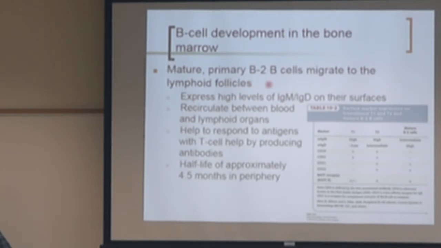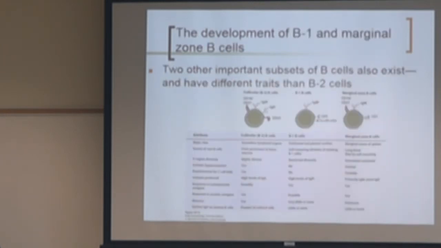So let's see, what else do we need to know? Mature cells migrate to the lymphoid follicles. They express IgM and IgG. These follicular cells are our B2 cells, the ones we think about when we think about B cells. But remember, we have these B1 cells. So this is a comparison of our B2 cells, our B1 cells, and then another population, the marginal zone B cells.